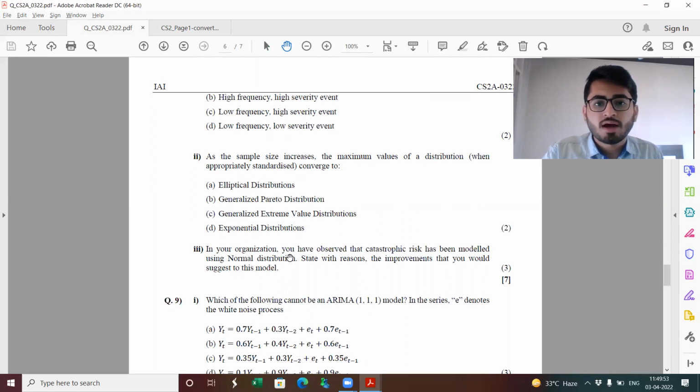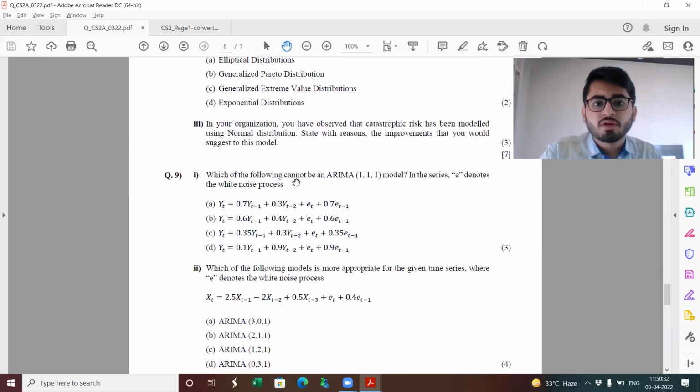In your organization, you have observed that catastrophic risk has been modeled using normal distribution. State with reasons the improvements that you would suggest to this model. So basically, to model a catastrophic risk, a normal distribution will not be ideal because normal distribution is symmetric, whereas the catastrophic risk might not be symmetric in nature. That is first thing. We could comment about tails as well. Normal distribution is generally thin-tailed compared to other distributions, let's say like log normal. So we might want to model using a distribution which might have heavy tails or thick tail. Also on these lines, you need to attempt part 3.